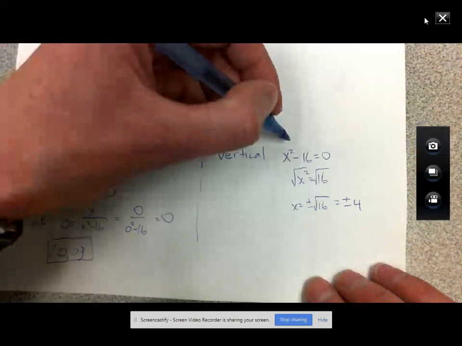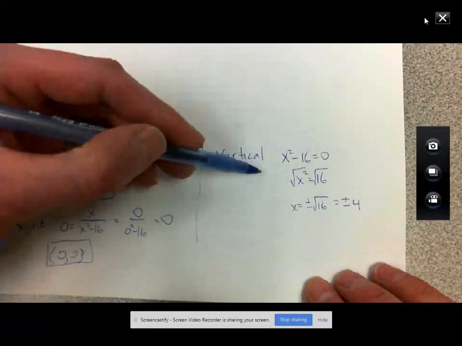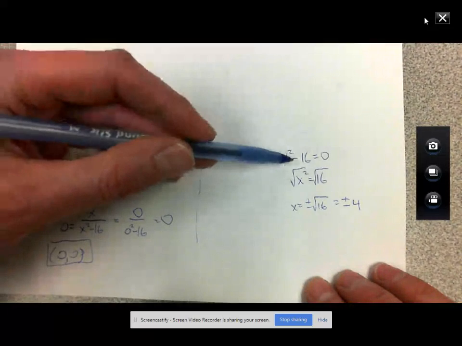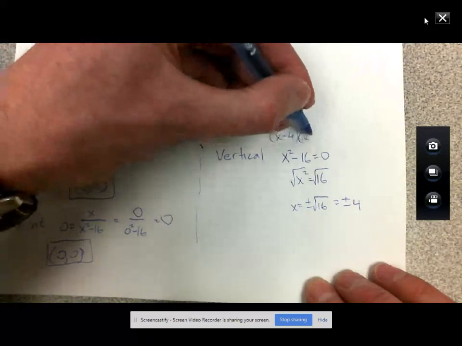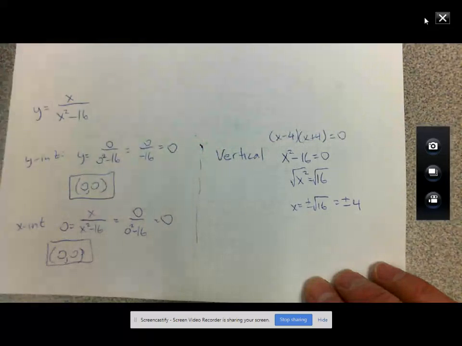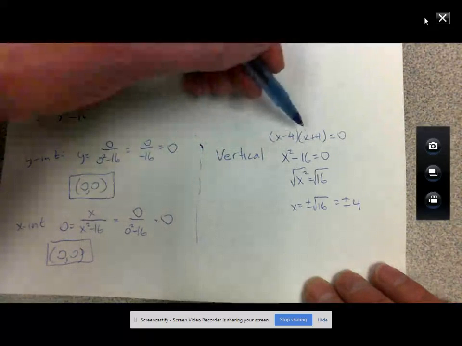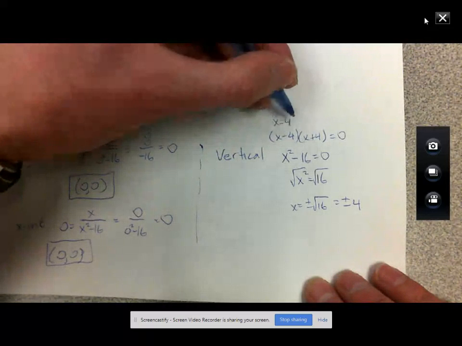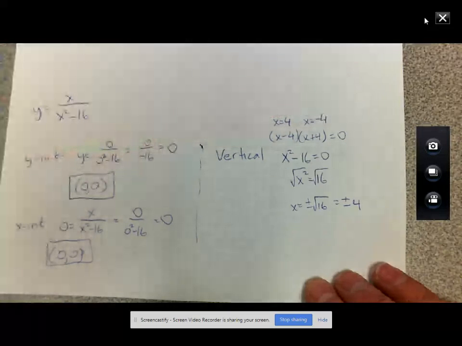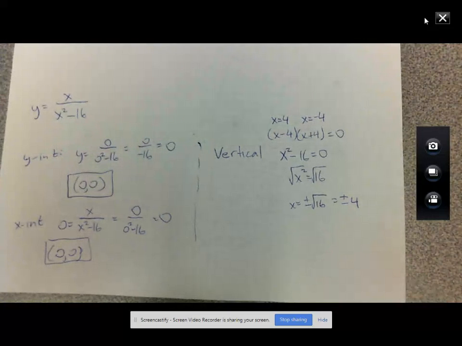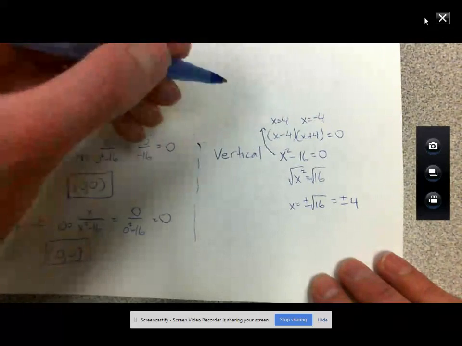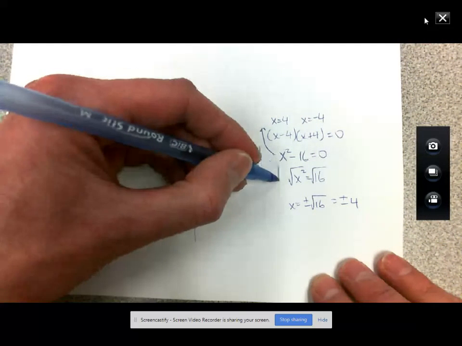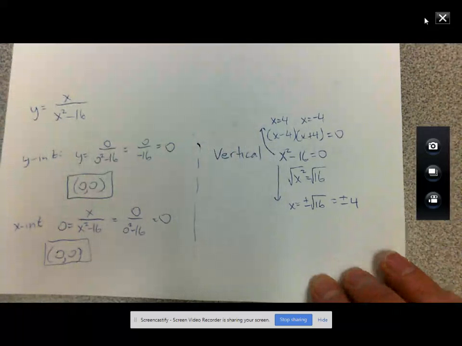The other way to look at it is this is a difference of perfect squares right here. x squared is x times x. 16 is 4 times 4. So this would be like (x minus 4)(x plus 4) equals 0. If we use our zero product property, x would have to equal 4, or x would have to equal negative 4 to make that equal 0. So you could solve it in either way. I went up this direction to get my answers of 4 or negative 4, or I solved it going down this direction and got plus or minus 4, same thing.